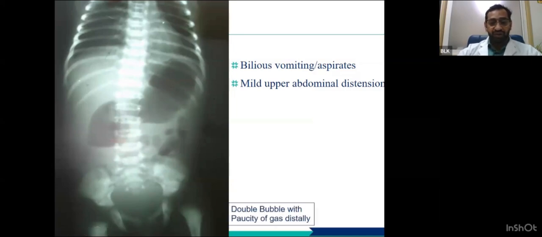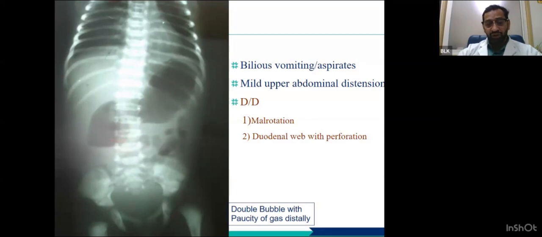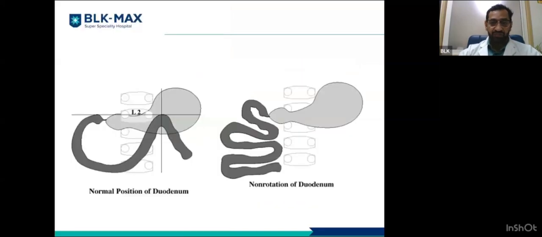So if this is the scenario, there could be two possibilities. Either this is a malrotation where there is a duodenal obstruction, but the continuity is there. Secondly, it could be a duodenal web or duodenal atresia with perforation. So there is a diaphragm in the duodenum with a small perforation through which a small amount of gas will go into the distal intestine, and you can see small patchy gas with a paucity of gas distally. So double bubble sign with gas distally, these are the two differential diagnoses which could be possible.